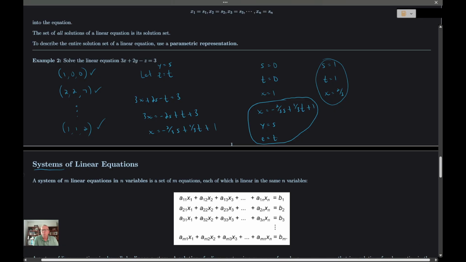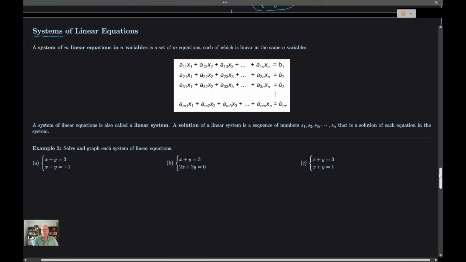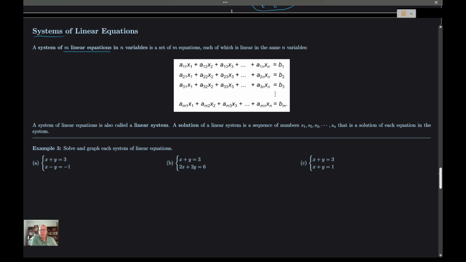All right, so let's talk about systems of linear equations. So that's just where we have m linear equations in n variables, a set of m equations, each of which is linear in the same n variables. So some of these coefficients could be 0, so maybe they don't all show up, but we consider them all as far as the system goes. So a system of linear equations is also called a linear system.